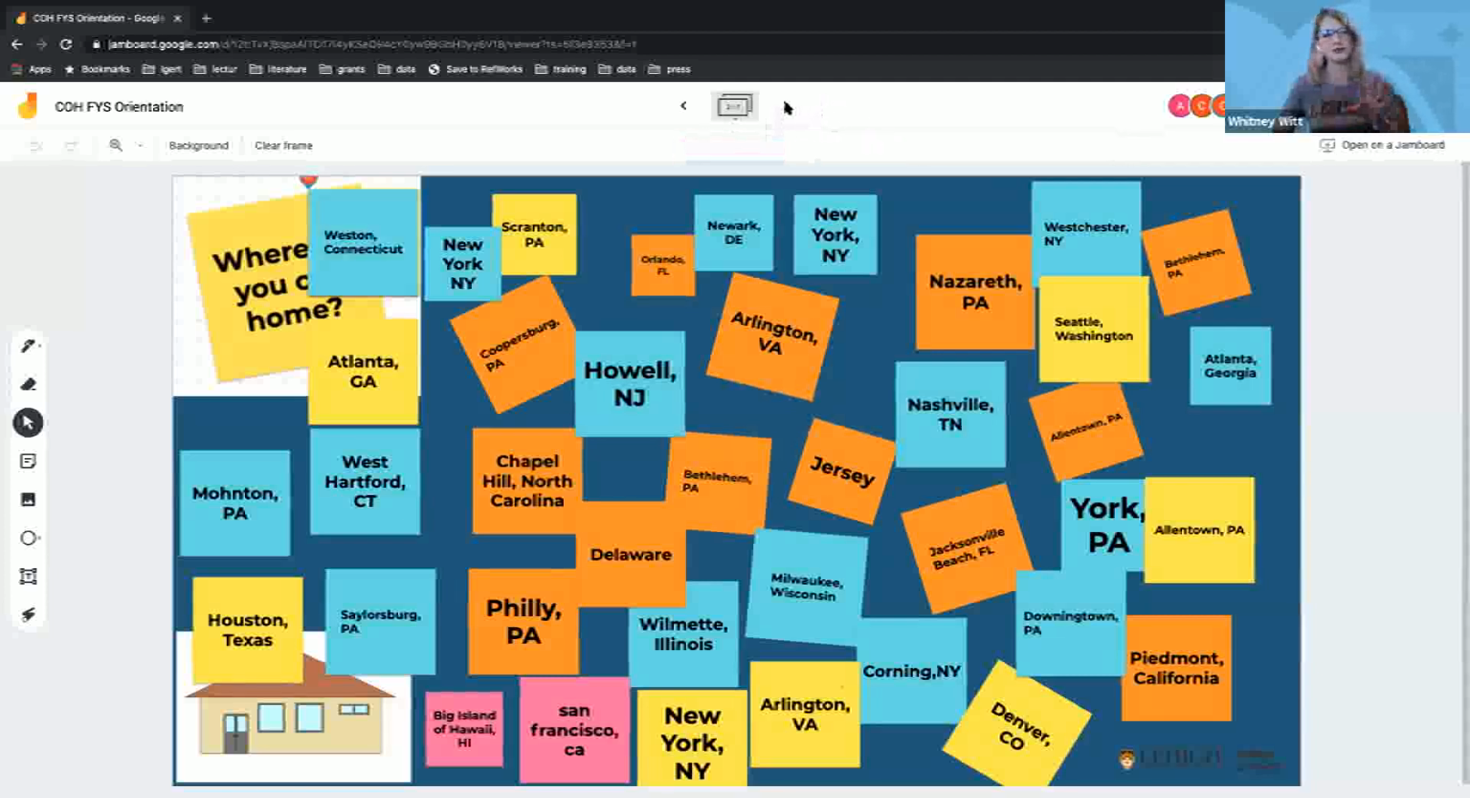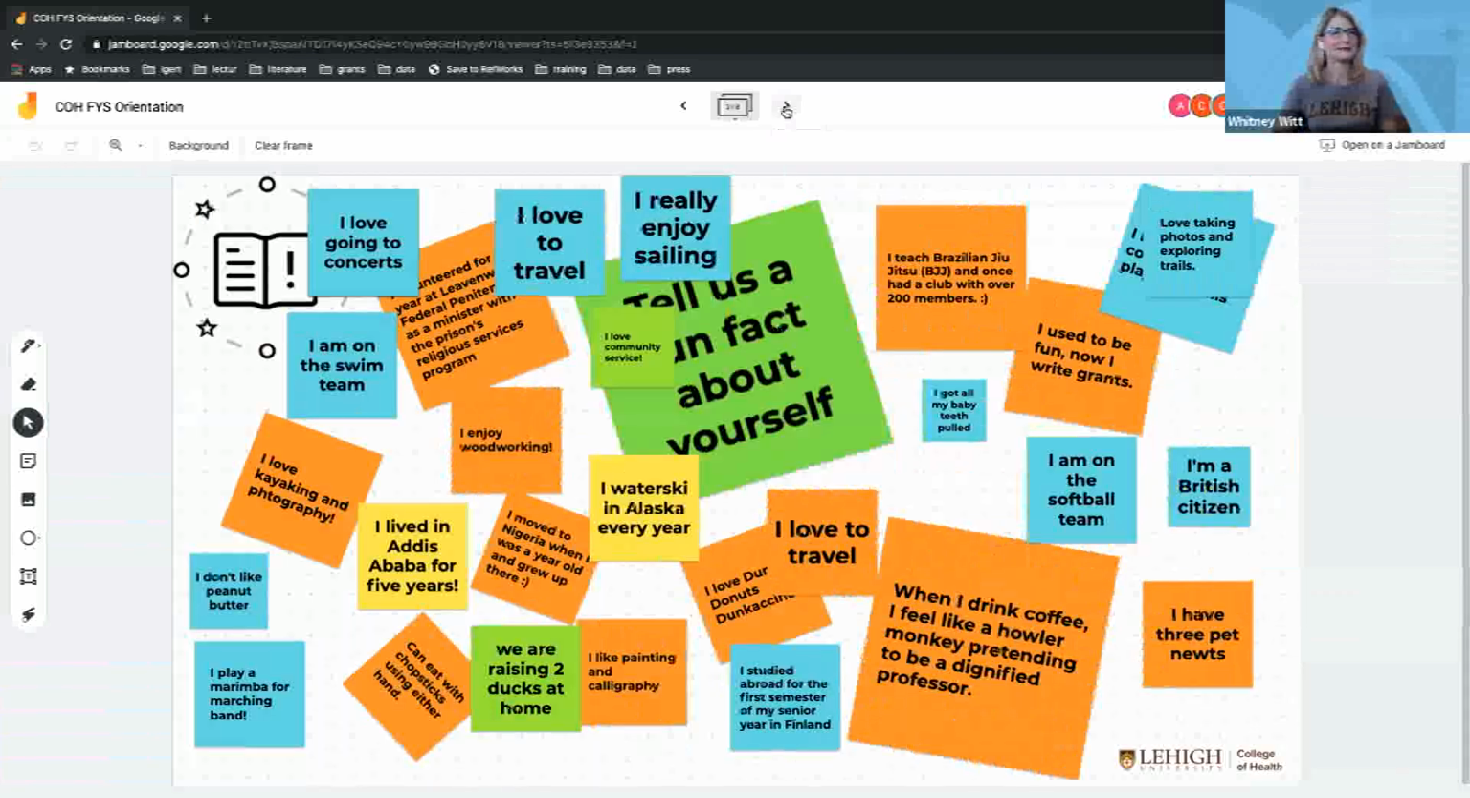And then the orange Post-its represent where the faculty and senior staff are from. So that's something for you all to just absorb and be able to see where we're from. Okay, let's move on to the next Jamboard.